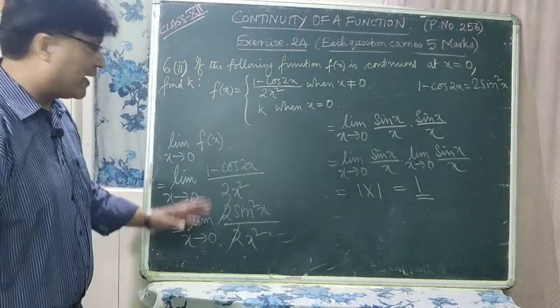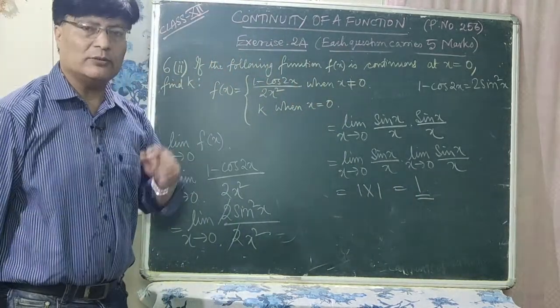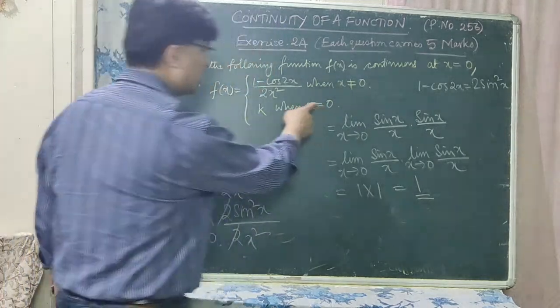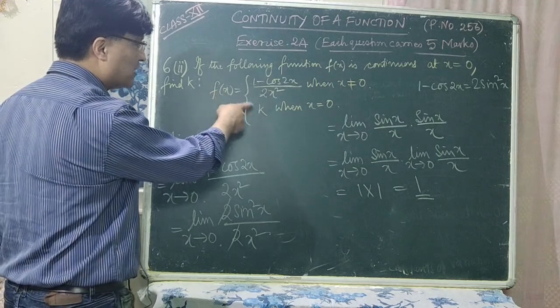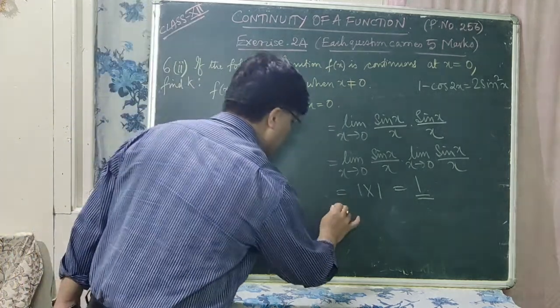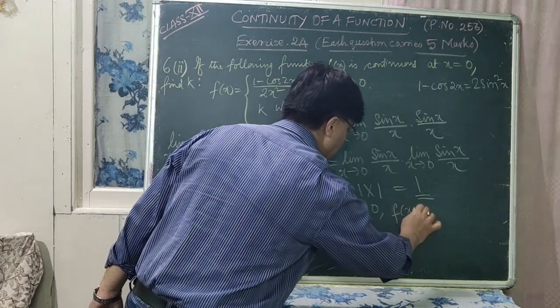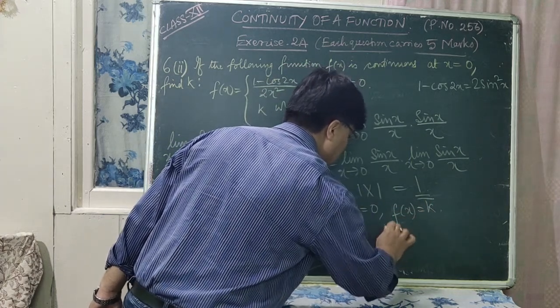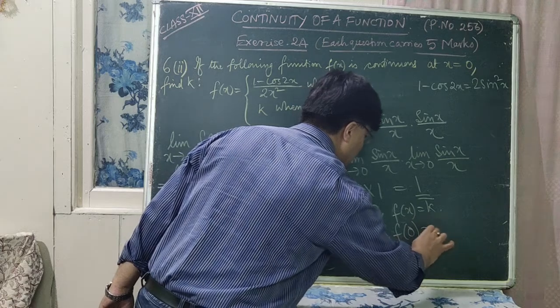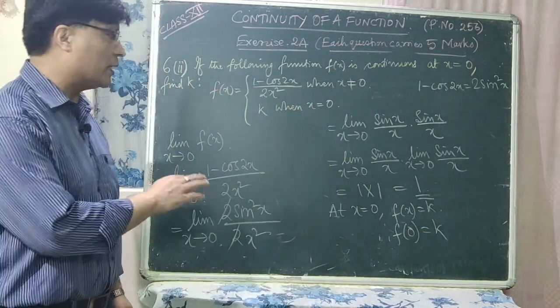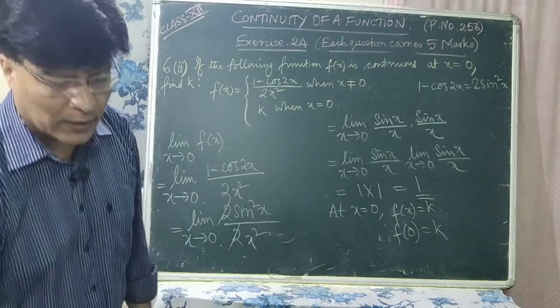So both the right hand limit and the left hand limit are equal to 1. Okay. Now next, at x equal to 0, what is the value for f of x? It is given in the question, that is k. So at x equal to 0, f of x is equal to k. That means f of 0 is equal to k. So you can put x equal to 0 there. So f of 0 is equal to k.